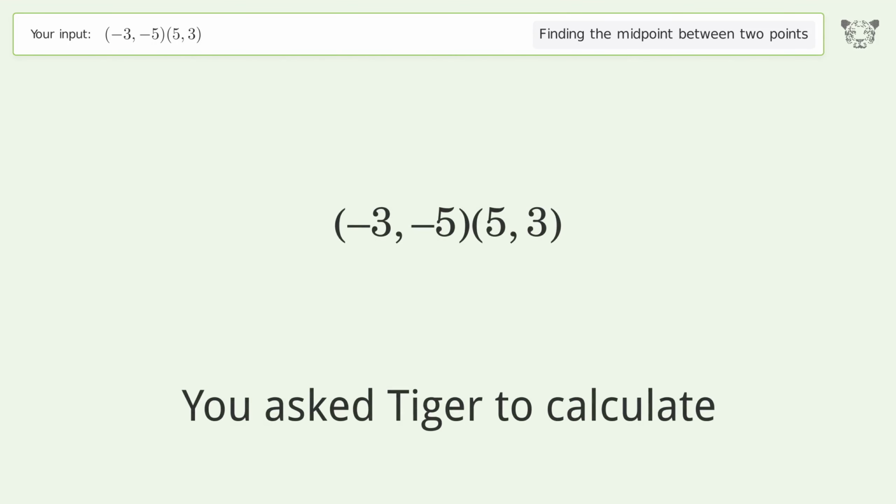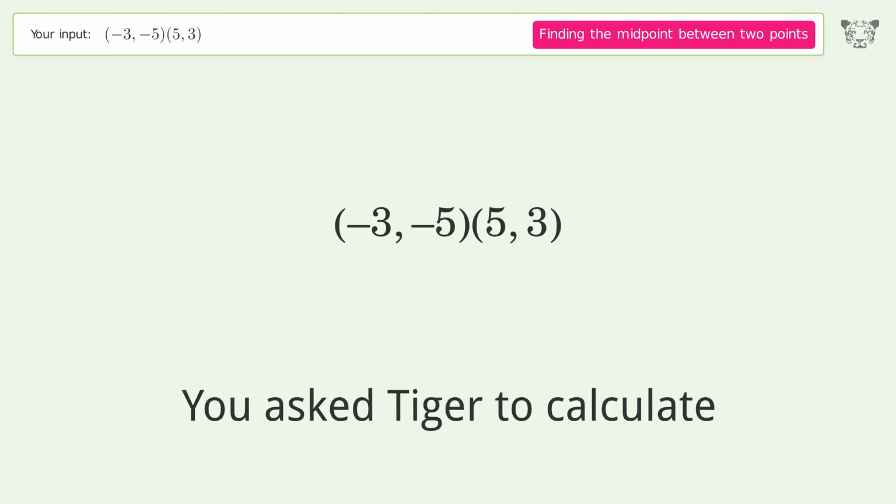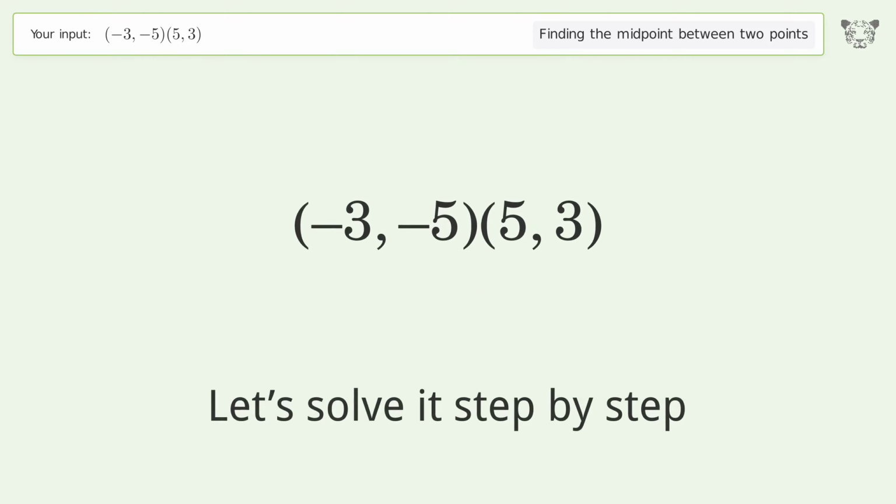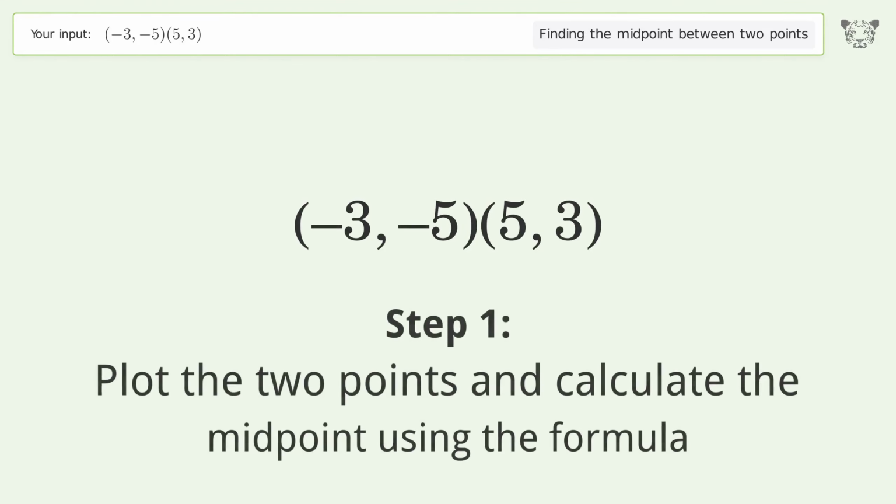You ask Tiger to calculate. This deals with finding the midpoint between 2 points. The midpoint between the 2 points is 1, -1. Let's solve it step by step. Plot the 2 points and calculate the midpoint using the formula.